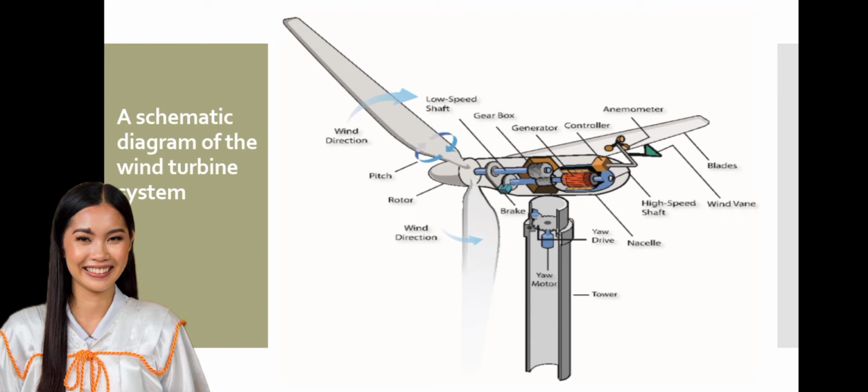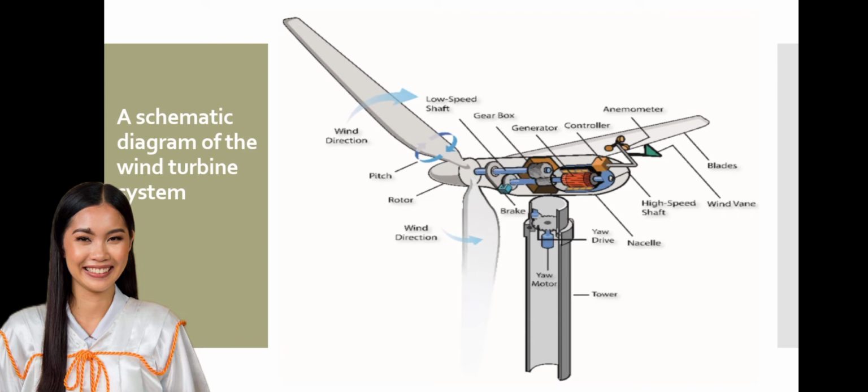And the nacelle, it sits atop the tower and it contains the gearbox, low and high-speed shafts, the generator, controller, and brake. And some nacelles are large enough for a helicopter to land on. And then the low-speed shaft, it turns at about 30 to 60 rotations per minute. And then also the brake, it stops the rotor mechanically, electrically, or hydraulically in emergencies.